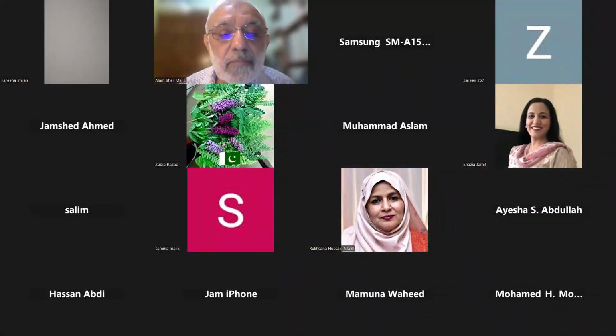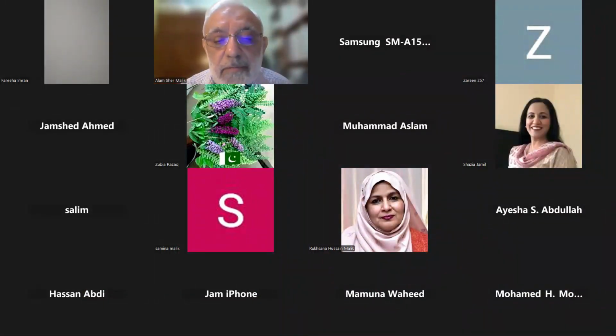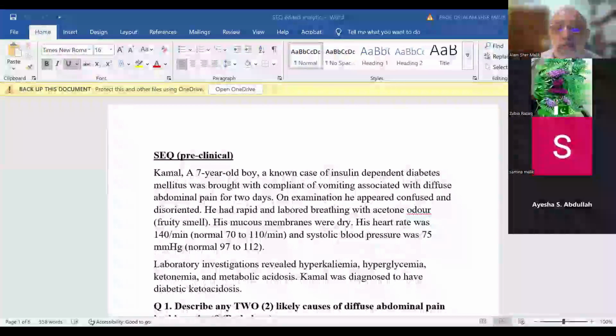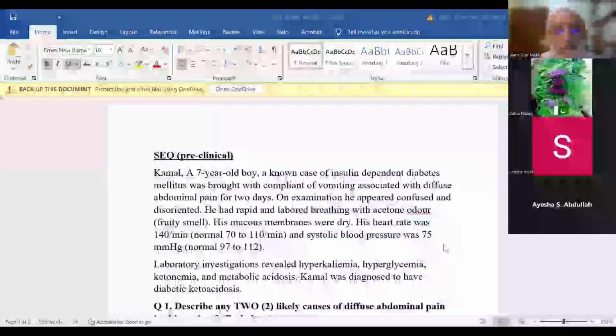So let's look at some examples of the structured essay question, and the way we can integrate. So here is an example. Let's first do the analytic one. Can you see the screen? Yes, sir. Right. Okay. Now let's look at this example. This is in short essay question type. Now here is a scenario.